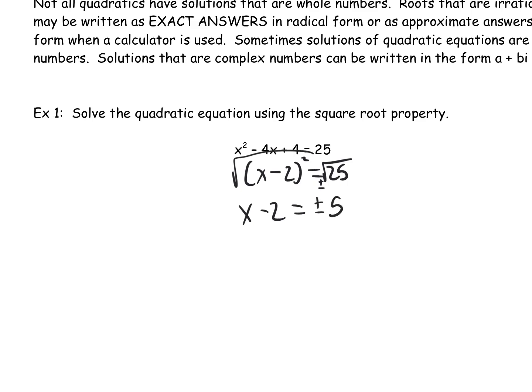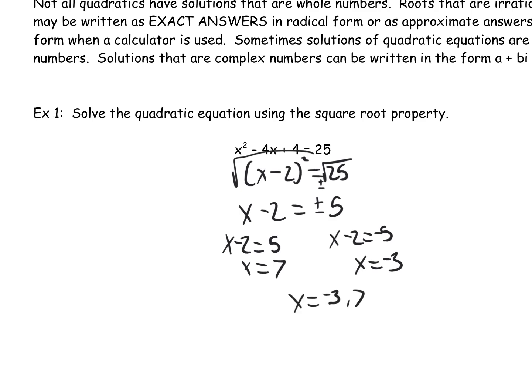So from here I have actually two equations going on. I have x minus 2 equals positive 5, and x minus 2 equals negative 5. So to solve this, just set those up in two separate equations, add 2 to both sides, I get x equals 7, add 2 to both sides here, I get x equals negative 3. So my final solutions are x equals negative 3 and 7.